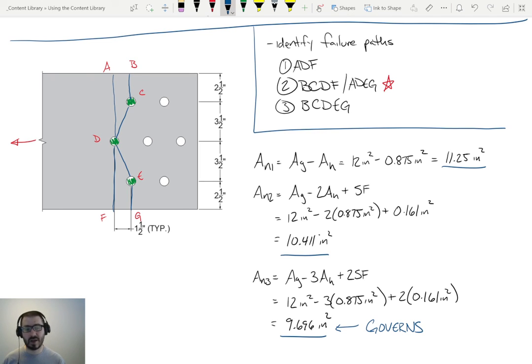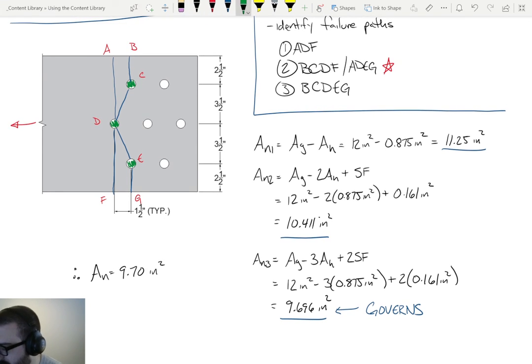Just like with load combinations, you're trying to get the worst case load, which in that case is the maximum load. We're also looking at the worst case resistance, in which case it's the one that yields the lower resistance, which is going to be net area 3. So for this problem, the net area is 9.696 or 9.70. That's going to be our answer.